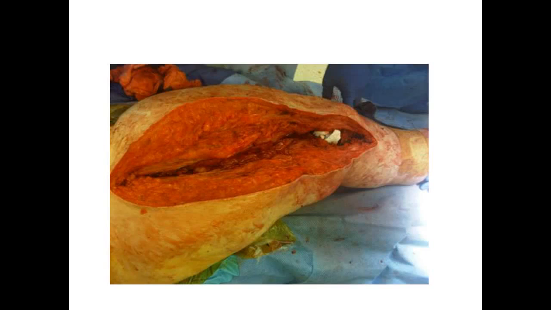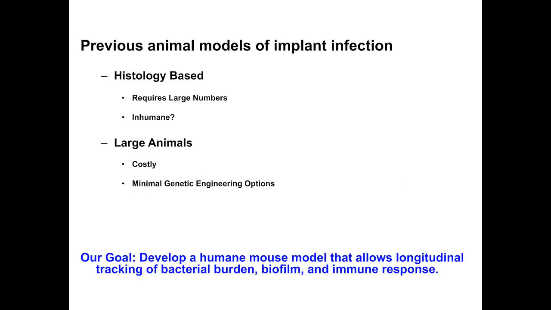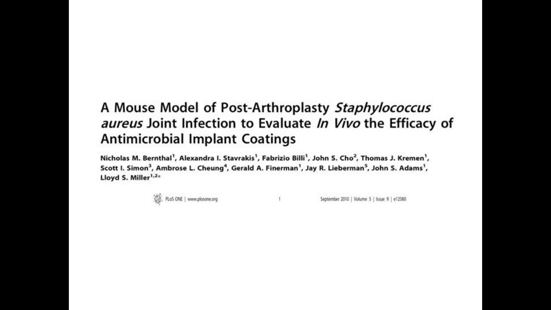So when we looked back in 2010-11 at animal models of implant infection to answer these questions, we realized that most of them were histology-based. They required large numbers of animals. You get one data point from every animal. So our initial goal was just to develop a mouse model that would allow us to longitudinally track this and to understand the phenomenon. This is our original design of our model, and basically it's a very simple surgical model.